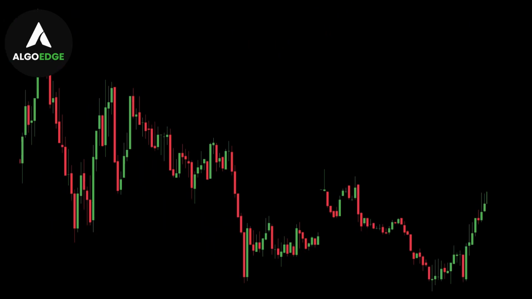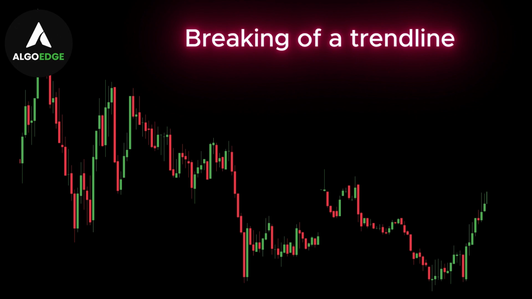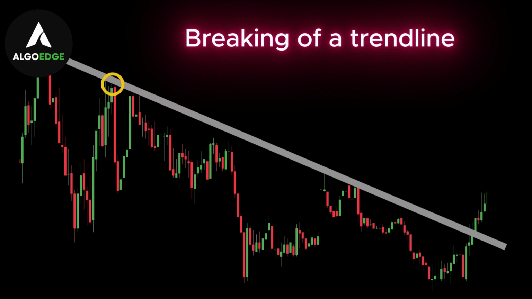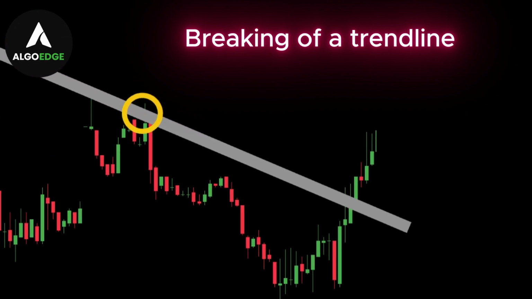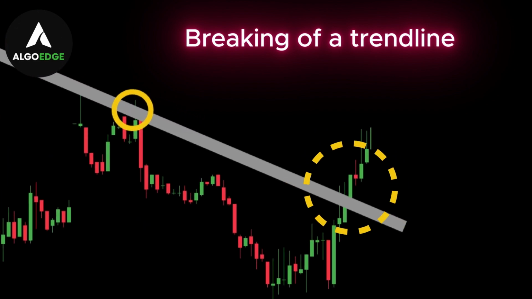But there's a second reason why trend lines are so useful. A break of the trend line can sometimes be an early sign that the trend is changing. For example, in this chart, we connected the swing highs to draw a trend line, which showed that the market was in a downtrend. However, right here, price broke above the trend line. Shortly after that breakout, the market transitioned from a bearish trend to a bullish one.